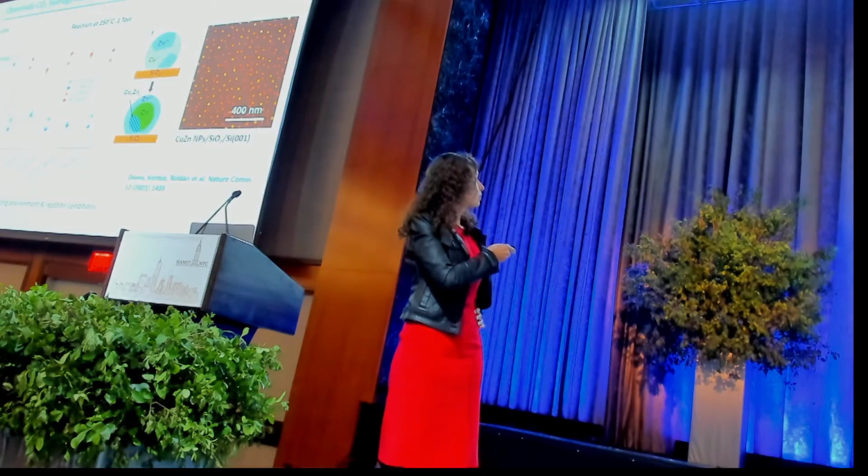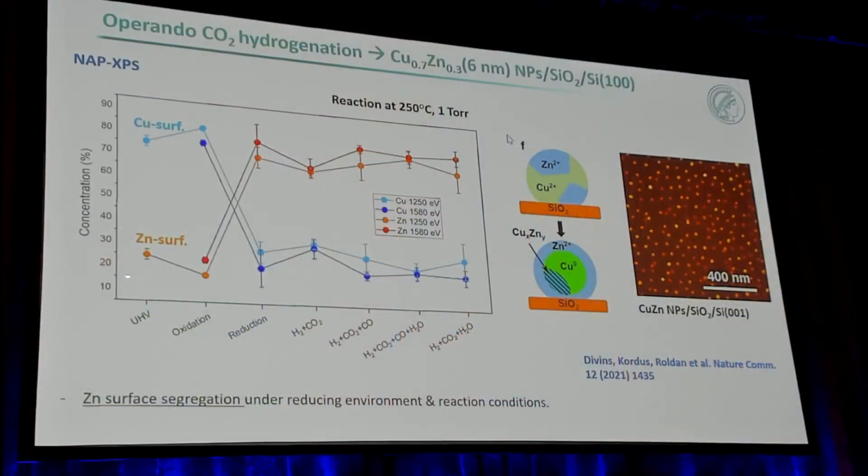When I look with near-ambient pressure XPS data at the concentration of copper and zinc in this material, I have initially a large amount of copper on the surface and zinc subsurface. But then I go to reaction conditions in hydrogen, CO2, and CO, and also adding water, because you could also have water being produced in the reaction. And you see a very clear segregation of zinc to the surface. So the material doesn't stay as I synthesized it.